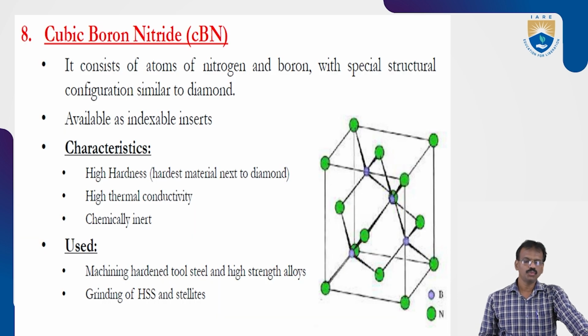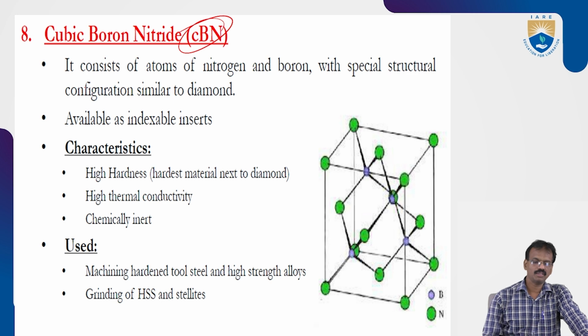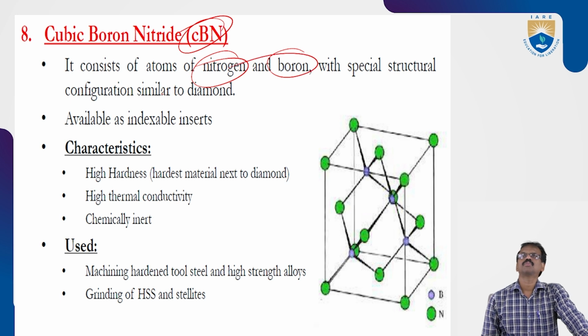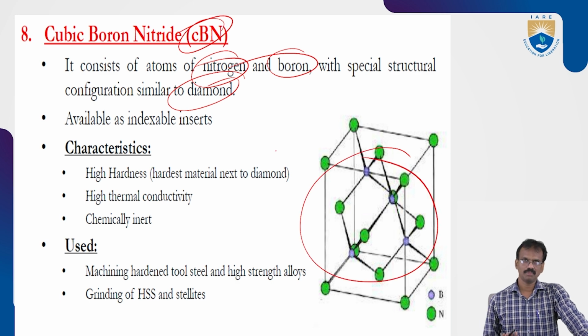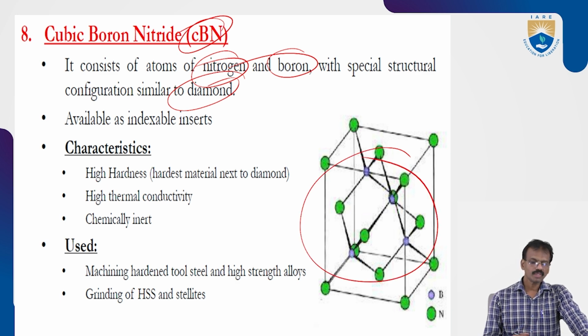Next one is the cubic boron nitride. So this is very important. We know this consists of atoms of nitrogen and boron, with a special structure. So this configuration is similar to diamond. We know the diamond structure. Do you know the hardness of the diamond also? So it is available as indexable inserts.